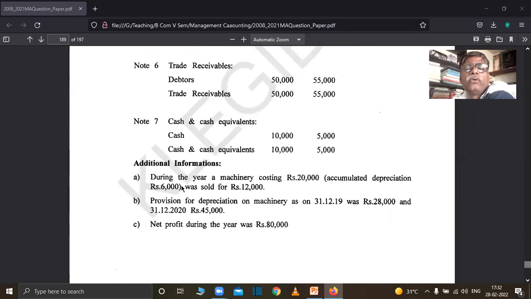Clear? Now you see the account. During the year, machinery costing rupees 20,000, 20,000 cost is there, and accumulated depreciation is 6,000. 6,000 depreciation charged, and was sold for rupees 12,000. Sold for 12,000. 20,000 is the cost, 6,000 is the depreciation. So balance is 14,000. Sold for 12,000.